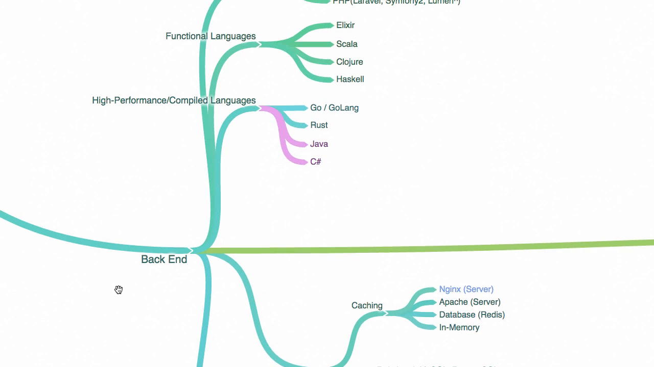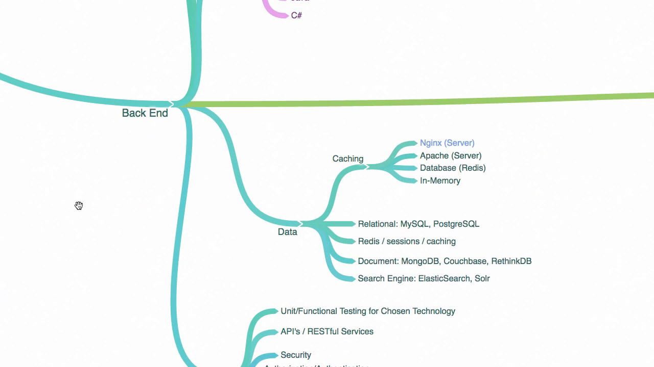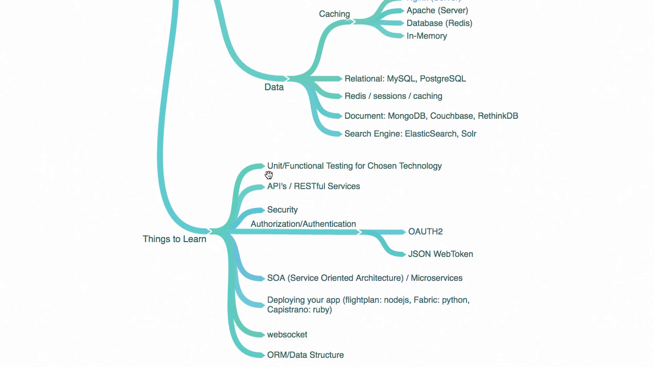So what do you do once you pick that language? I want to learn a language. How do you actually absorb that language and become good at it? Well, first off, here's kind of the things you want to learn in a language. No matter what language you pick, how do you test it? How do you do unit and functional tests? How do you build an API for it? How do you build a RESTful API in Node.js or in Python? How do you handle security, authorization? How do I do JWT, JSON Web Token, authentication in Python? How do I do OAuth 2? These are basically the questions you're going to ask yourself.